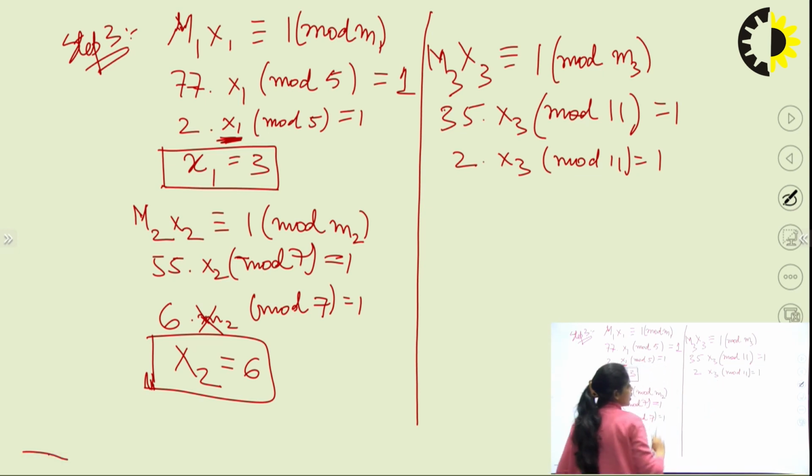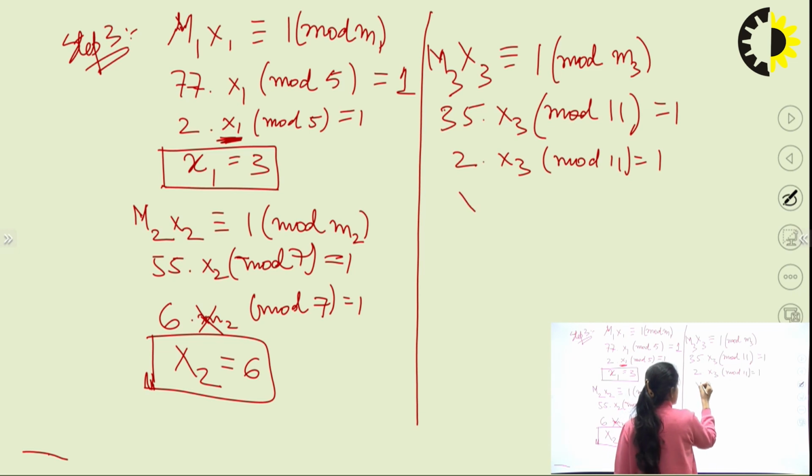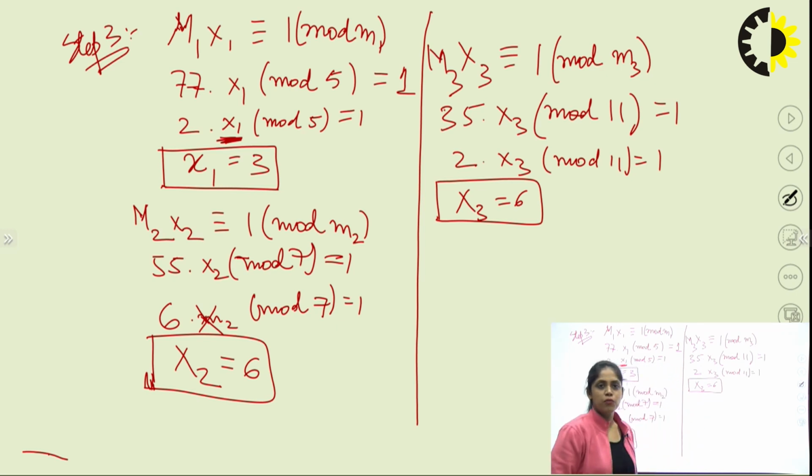You need to find out the value of x3 in such a way that when we will multiply it by 2, taking mod by 11, it will give you 1. So we will make it as 12. To make it 12, we need to multiply it by 6. So the value of x3 will be 6. 6 2s are 12 and 12 mod 11 will give you value 1. So like this, you can see in step 3, we have calculated the values of small x1, x2 and x3.